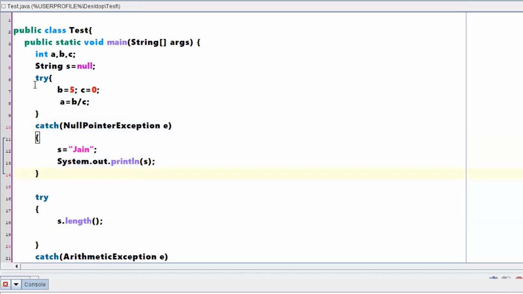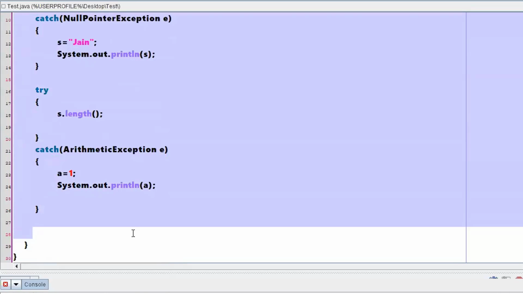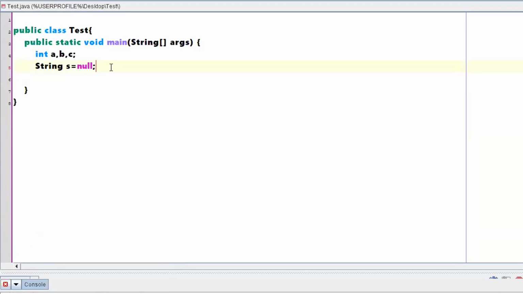Right? Now let me rewrite the same program in another fashion. I erased everything; I just have some variables. Now I will write a try. This is a try block. After this try block, I will be writing some catch block. Let me write later what catch I am performing there. Within this try block, let me initialize the values: b is equal to 5 and c is equal to 0. I am going to calculate a is equal to b by c. Am I raising an exception? I am raising an arithmetic exception.